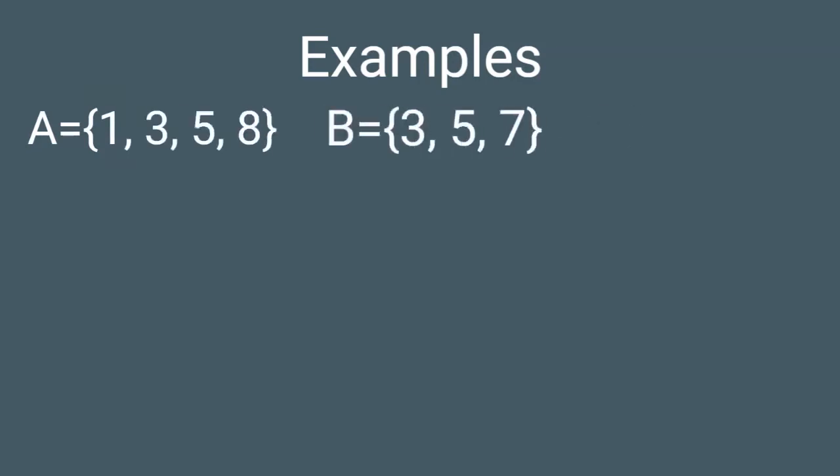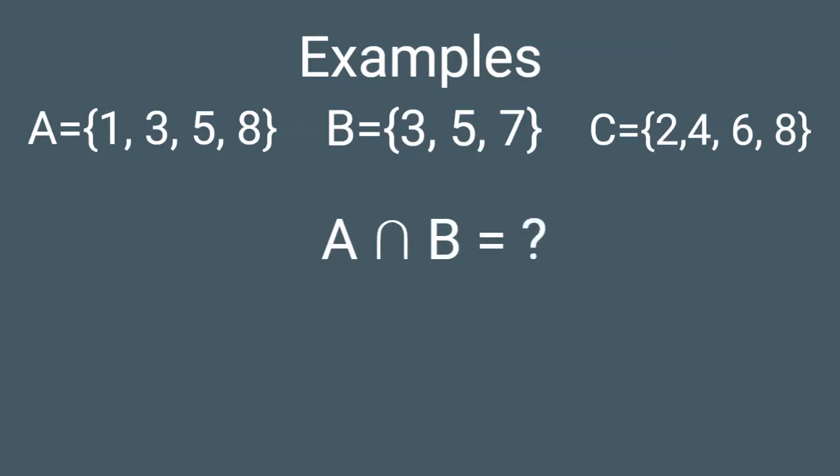In this example, we're going to find some intersections and some unions of some given sets. Our set A consists of the numbers 1, 3, 5, and 8. Set B has 3, 5, and 7. And set C has 2, 4, 6, and 8. First, we'll find where A intersects B. And remember, this symbol is the intersect symbol. So let's write those sets.